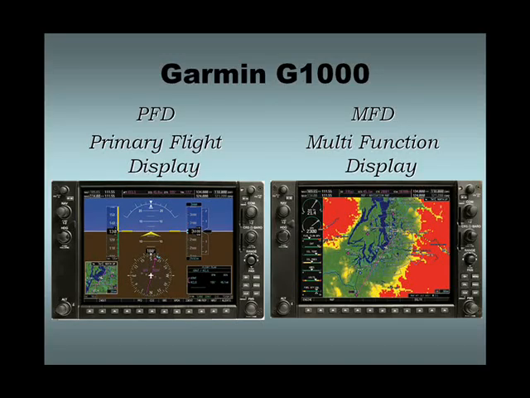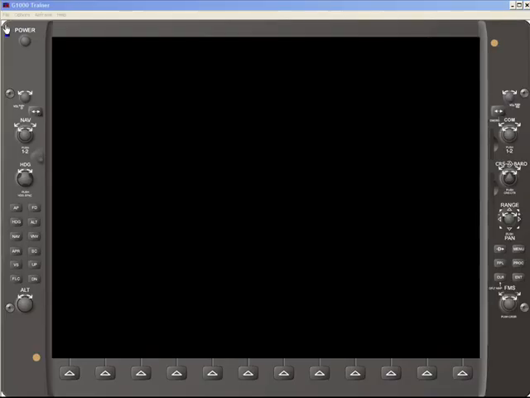During this short presentation, PFD will represent primary flight display and MFD multifunction display. Well, let's get started. We'll start with the G1000 PC trainer application opened. Go ahead and power up the PC trainer by using the menu bar located on the top of the window. Select the File menu. On the drop-down box, select Power Up.